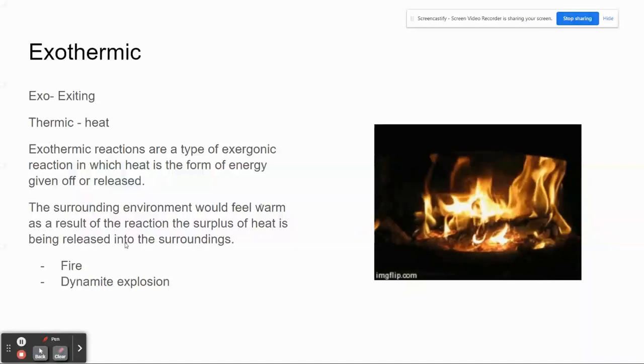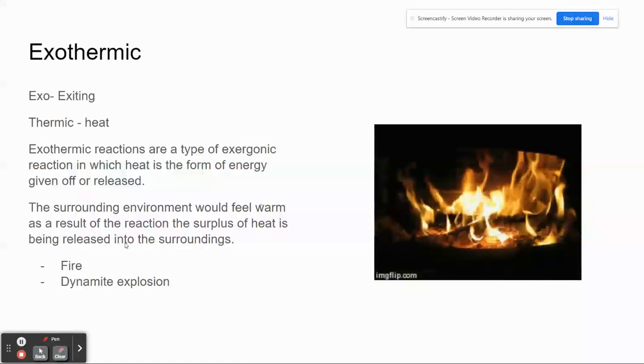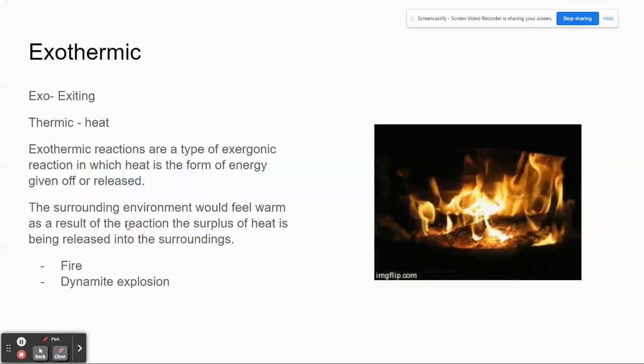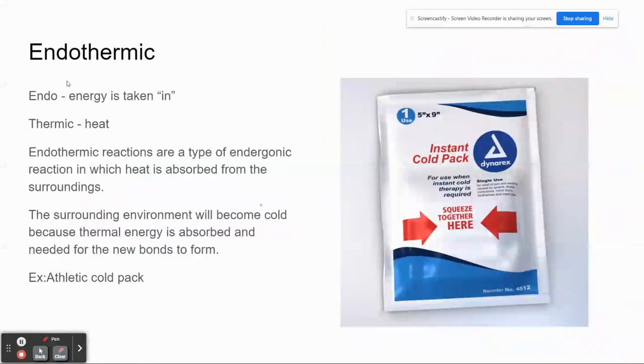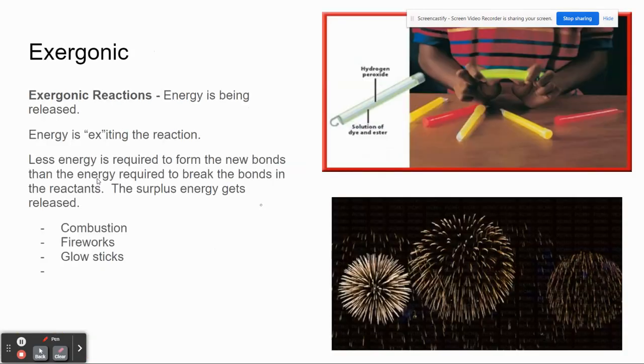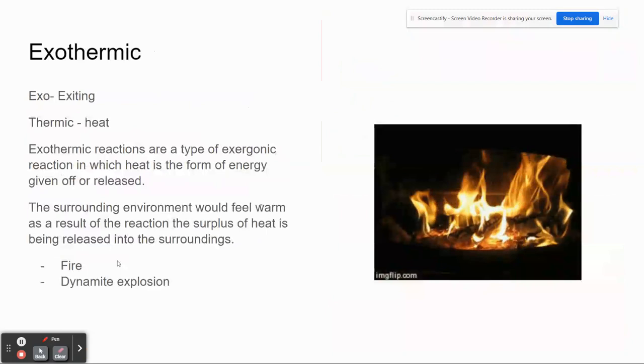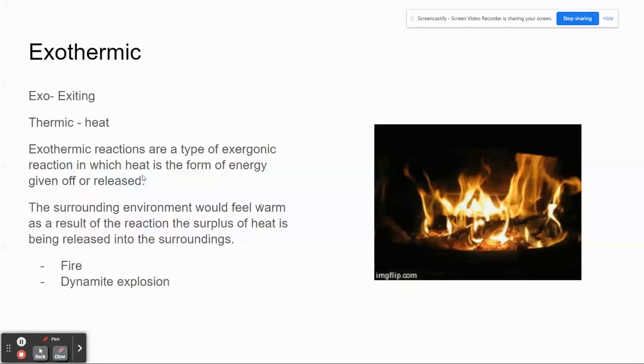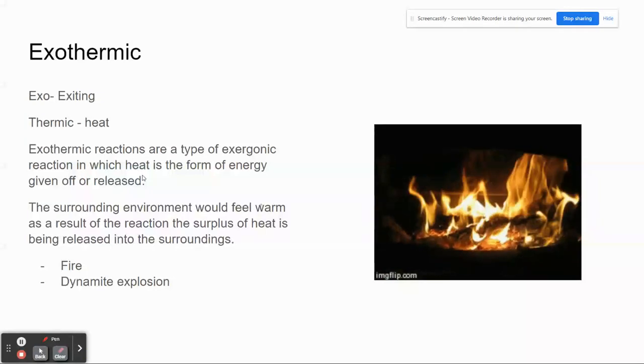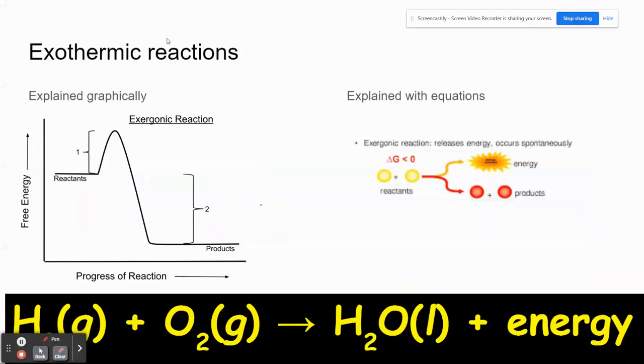When we do this in labs, because we can't really see what happens on a molecular level with the energies, an endothermic reaction is going to get colder. So when you observe the temperature of the surrounding environment getting colder, that means energy is needed. It's being absorbed to help these new bonds form. Whereas with an exergonic or exothermic reaction, the surrounding environment is going to get hot because that extra energy is being released into it. So when we do these in labs, that's what we're going to focus on.